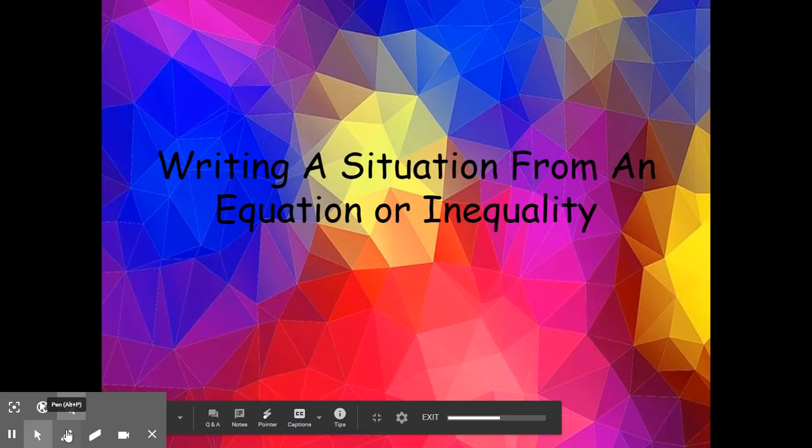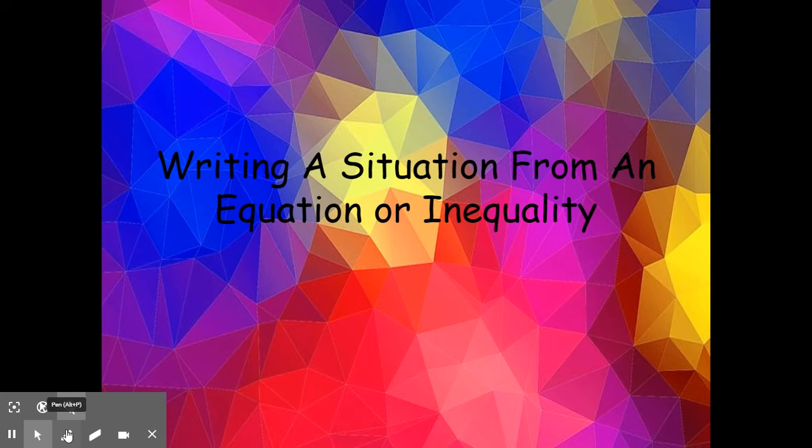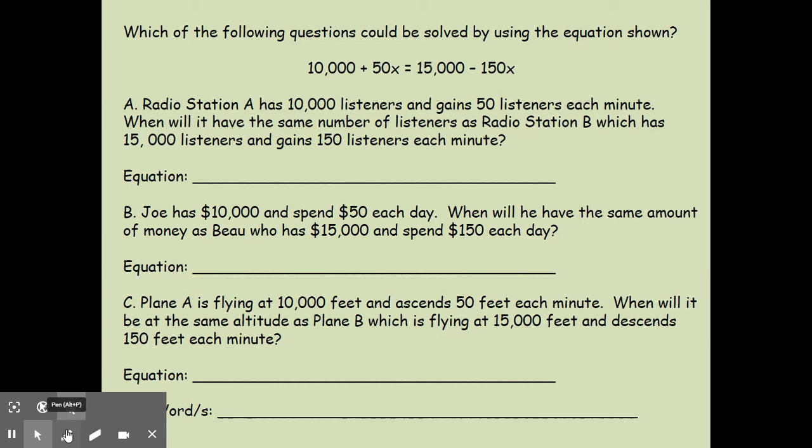Hey guys, so today we're going to learn how to write a situation when given an equation or inequality. So we're going to work backwards now. We're going to read our question, and instead of selecting a random choice, we're going to actually do what we have to do. We're going to try to create our equation first before choosing an answer. So create your equation, and then you're going to be able to see which one of your equations is equal to the one given to you.